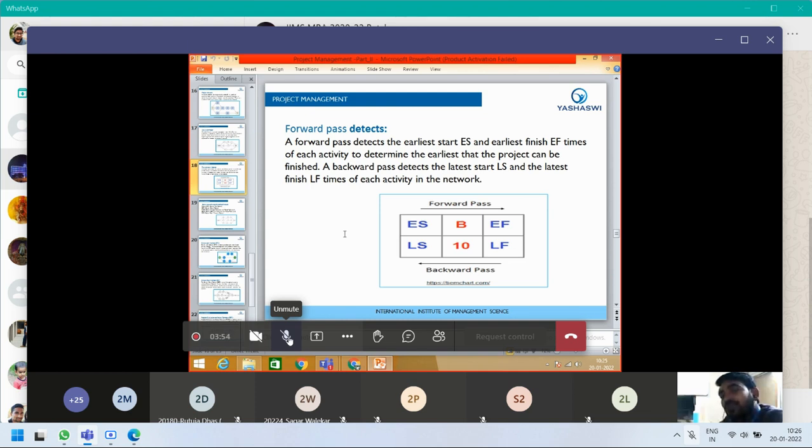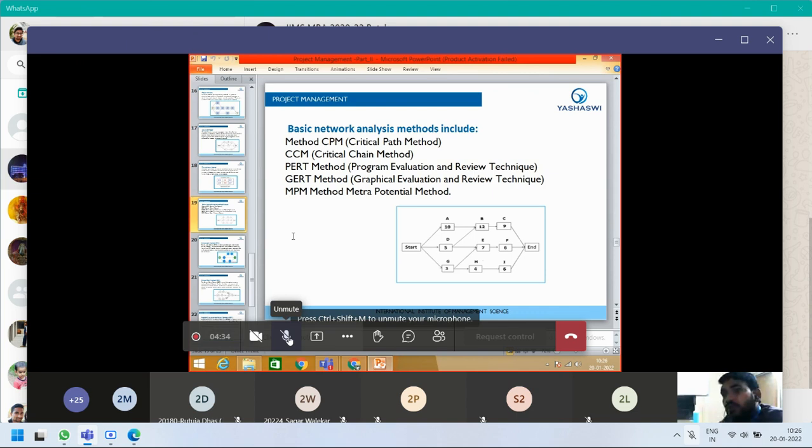In the forward pass, as per the diagram, they have denoted the earliest start time and earliest finish time, which are to be considered. In the backward pass, it starts from the latest finish time. As in the sequence flow diagram, the flow starts from earliest start time, earliest finish time. In backward, it starts from the latest finish time back to the latest start. These are the forward and backward passes. These are the basic network analysis methods.